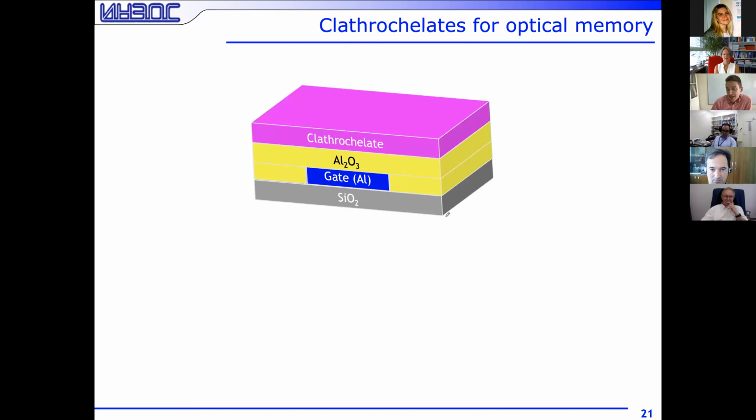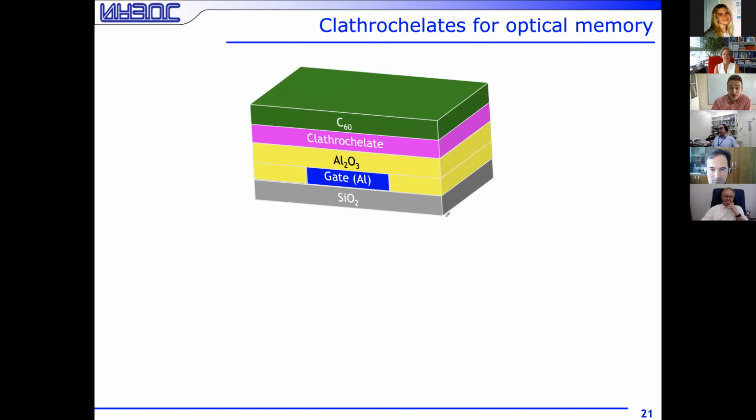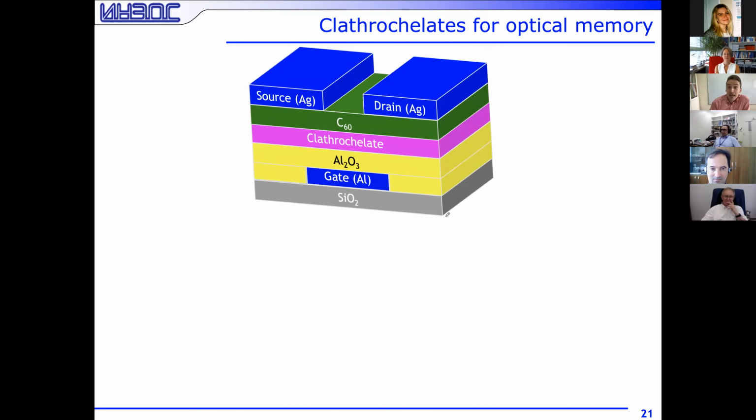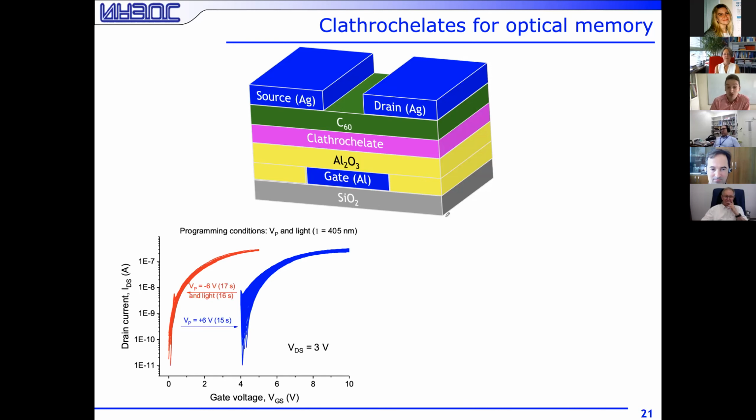Then we added the clathrochelate layer. At first it was not clear to me why we added fullerene. People from the molecular electronics community who've been working with such devices said that it's better to have fullerene in the device, so I believed it. So we added fullerene on the top to assist with electron transfer, and on the top of it we added two more electrodes, which are source and drain. As in general transistors, we applied the voltage on the gate electrode and checked how the current passes between source and drain.